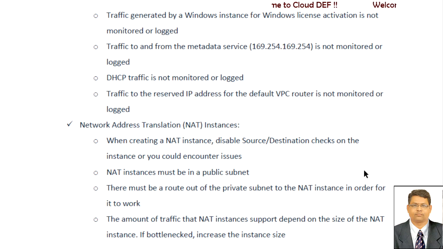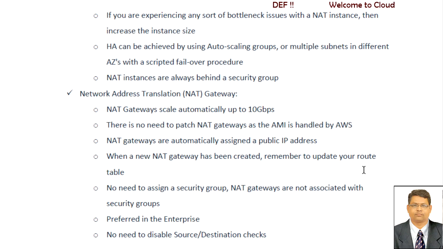Network address translation, NAT, instances. When creating a NAT instance, disable source/destination checks on the instance or you could encounter issues. NAT instances must be in a public subnet. There must be a route out of the private subnet to the NAT instance in order for it to work. The amount of traffic that NAT instances support depends on the size of the NAT instance. If bottlenecked, increase the instance size. If you are experiencing any sort of bottleneck issues with a NAT instance, then increase the instance size. HA can be achieved by using auto-scaling groups, or multiple subnets in different AZs with a scripted failover procedure. NAT instances are always behind a security group.